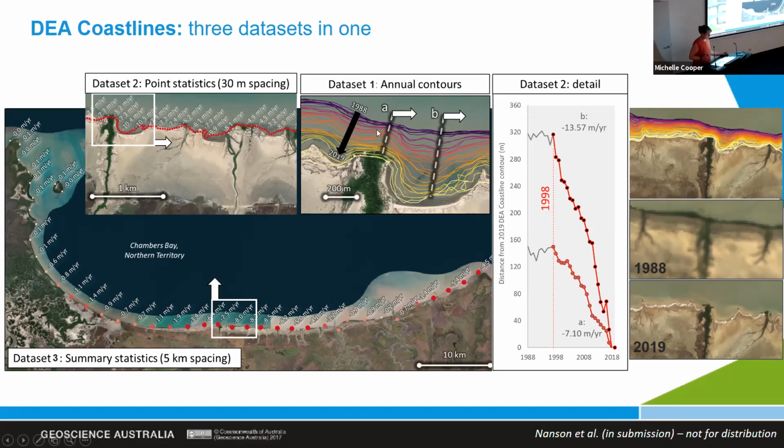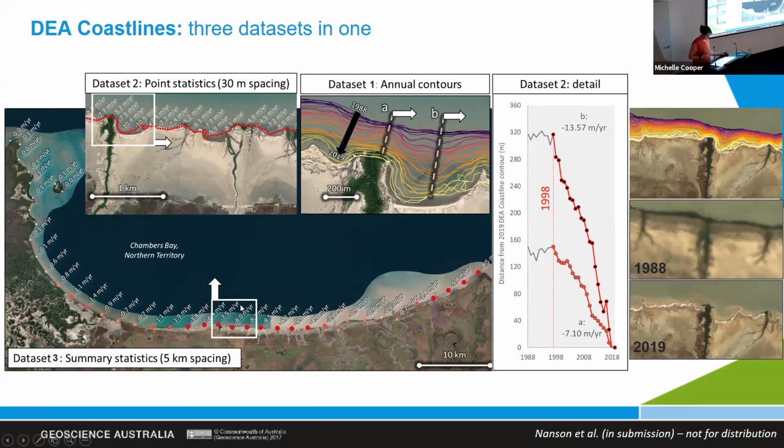So the rate of retreat and the nature of that retreat is captured in data set 2. That is a whole bunch of 30-metre spaced points along the most recent coastline that summarise the mean rate of coastal movement, in this case coastal retreat, from 5 to 10 metres per annum. This is in Chambers Bay in the Northern Territory, and it has some pretty rapid rates of retreat. Now that's useful to see it at that level, but if you want to have a look at a more regional to continental scale, you need to look at data set number 3. And these are the summary statistics down here.